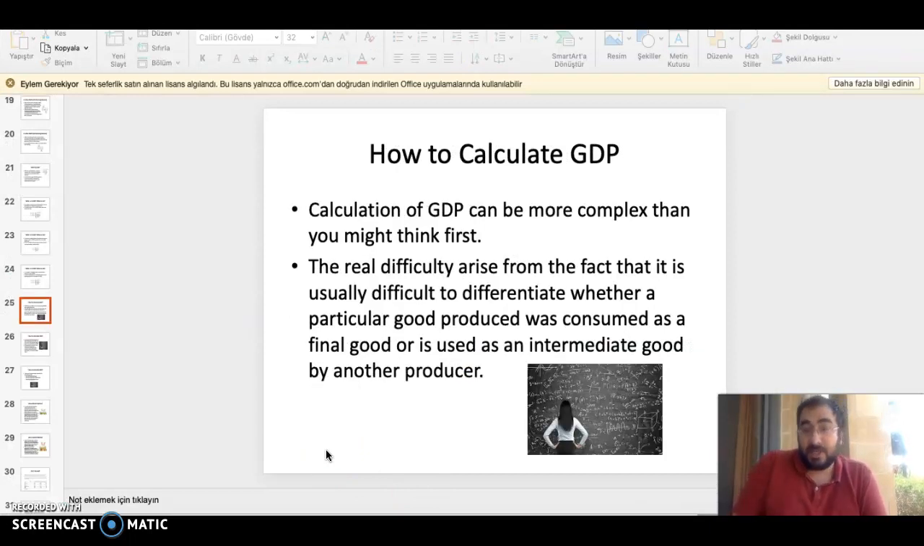So how do we calculate GDP? As I said, this intermediate output complexity makes it difficult to calculate GDP. So we need a method that will give us the value of the final output in the economic system. Basically, there are three methods, and we should somehow eliminate the intermediate goods, or at least eliminate the double counting that could be created by counting the intermediate goods. And there are three methods that are suggested.